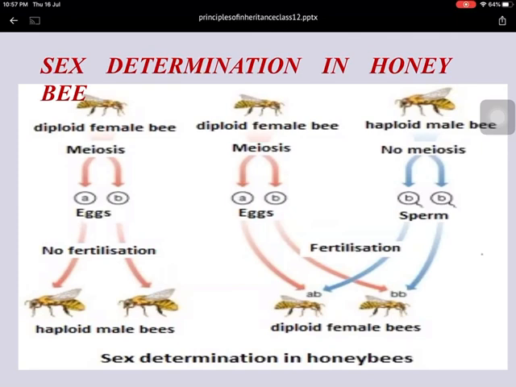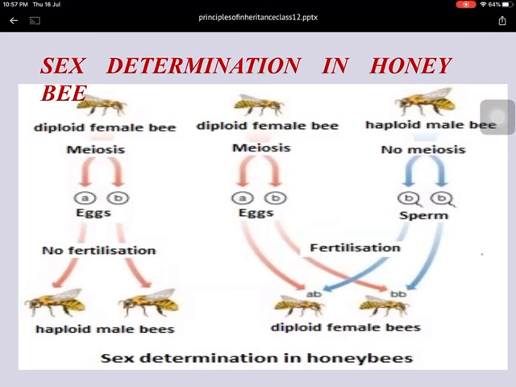So in this you notice the first picture, diploid female bee. At the time of formation of gametes, what type of division takes place? Meiosis division takes place. And if no fertilization takes place, only 16 chromosomes are present in the egg, so that develops into a haploid male bee. And this condition is also seen in aphids, not only honeybee, and in turkey birds.